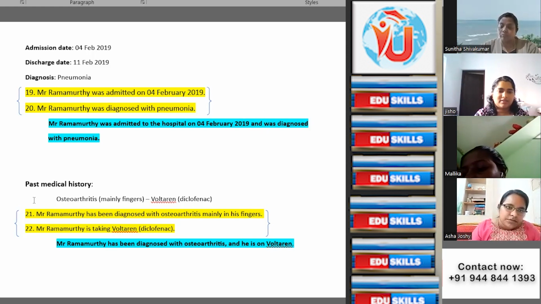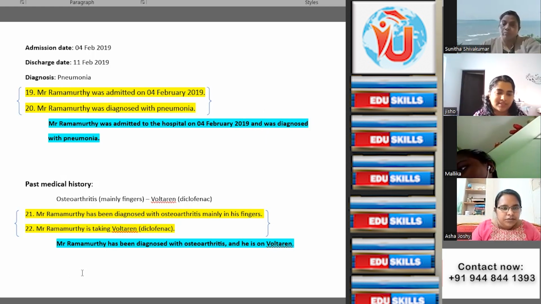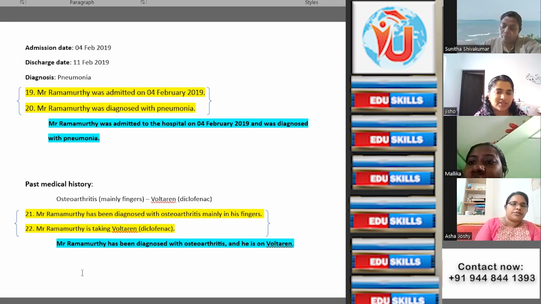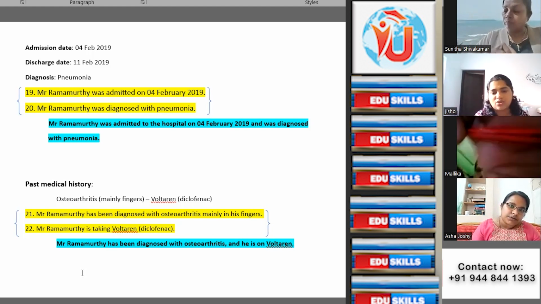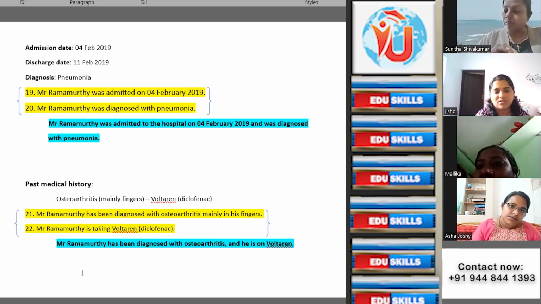Next, again, it's coming under past medical history. Osteoarthritis, mainly fingers, Voltaren is the case note. Here we transformed into simple sentences like Mr. Ramamurthy has been diagnosed with osteoarthritis mainly in his fingers. Mr. Ramamurthy is taking Voltaren, diclofenac. Okay, so we are transforming this into: Mr. Ramamurthy has been diagnosed with osteoarthritis and he is on Voltaren. So we can write like that.